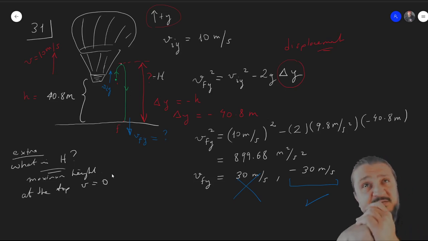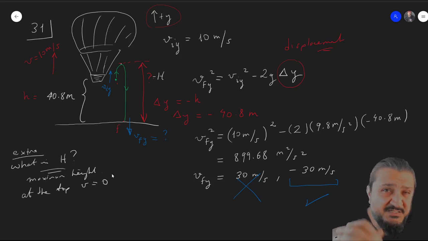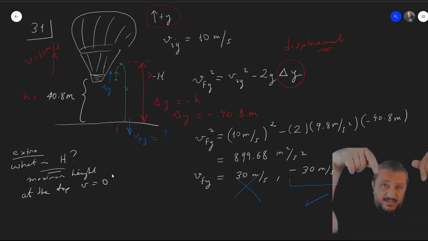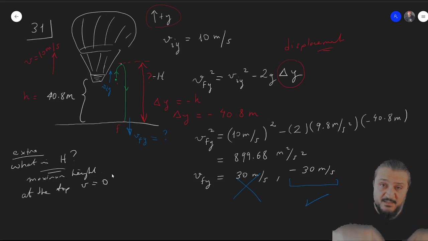Okay, v is 0. Does it mean acceleration is 0 as well? No. Remember, this is a constant acceleration problem. Acceleration never changes. Acceleration is always 9.8 meters per second squared downward. It's the velocity that changes.